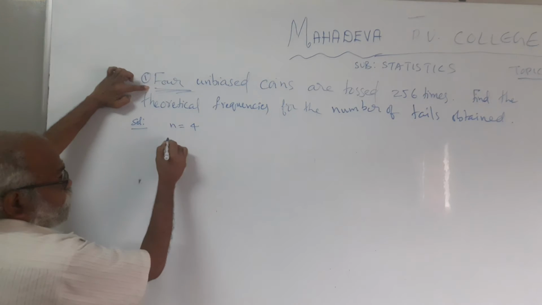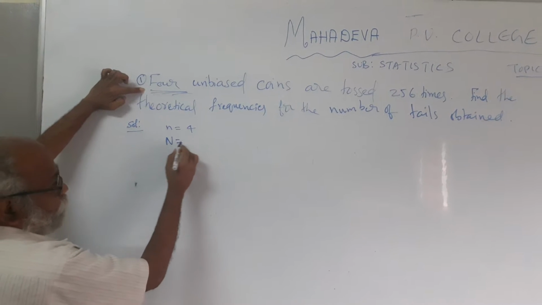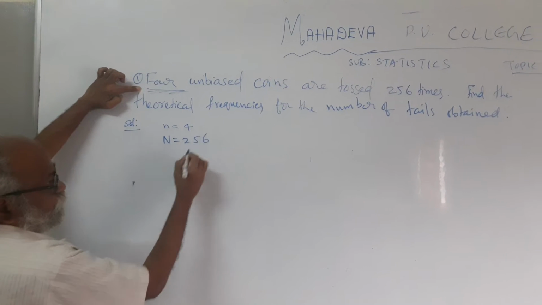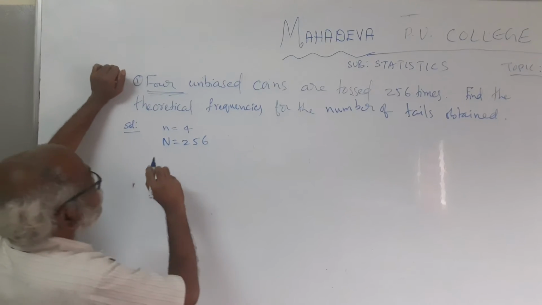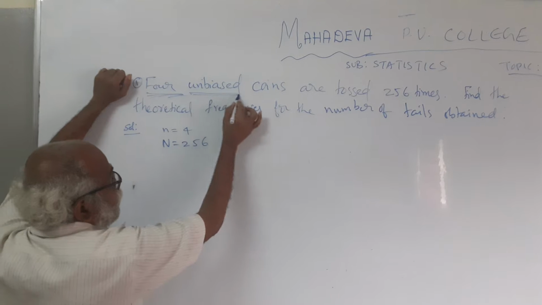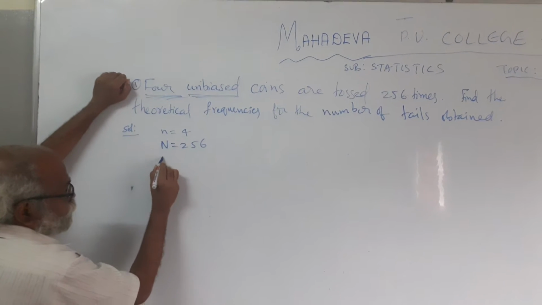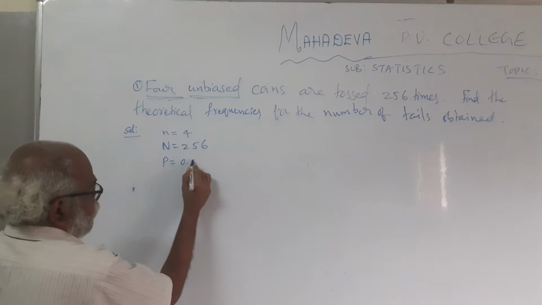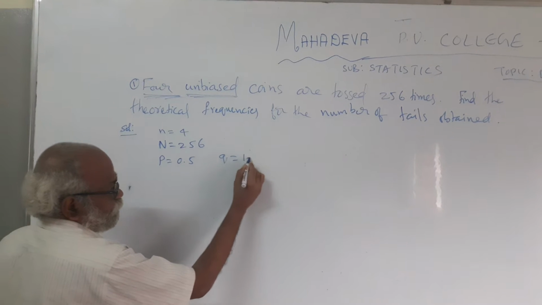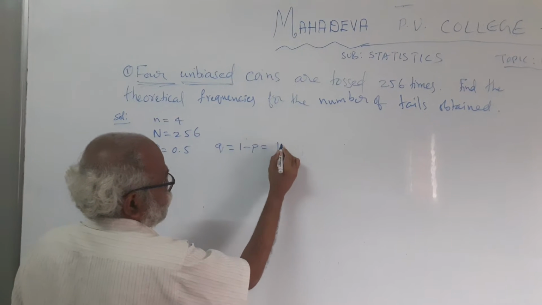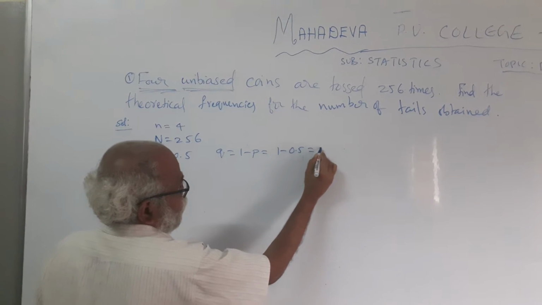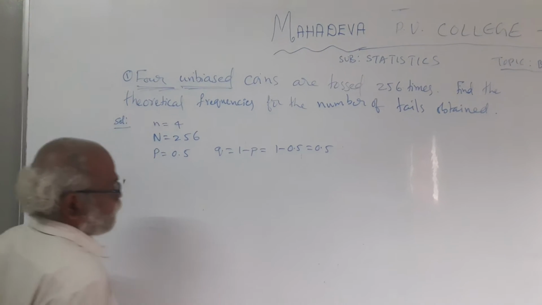How many times is it tossed? That is capital N, 256. So it's a fair coin. Fair or unbiased means the same. Unbiased coin, P is 0.5. Q is 1 minus P, that is 1 minus 0.5, which is 0.5.